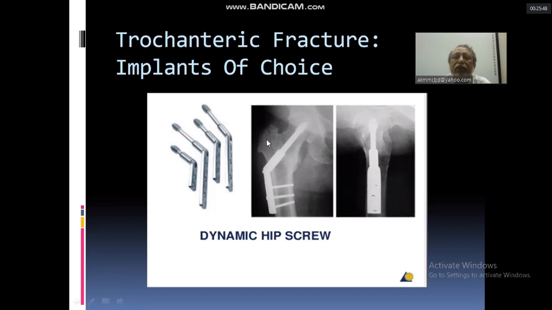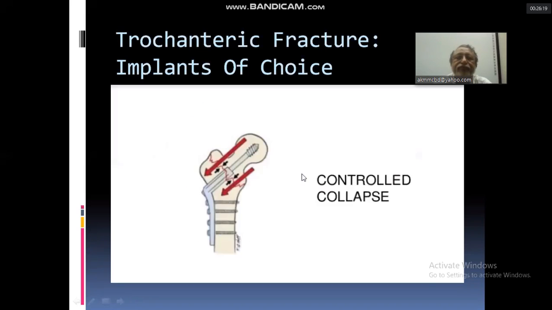It is good for this type of stable fractures where the fracture line is running from greater trochanter to lesser trochanter. And you can see this angle is in such a way, this implant is made in such a way that it will be perpendicular to the fracture line. It is called dynamic hip screw. It is called dynamic because this part of the screw can slide within this part of the barrel, and that is useful. This is the sliding mechanism.